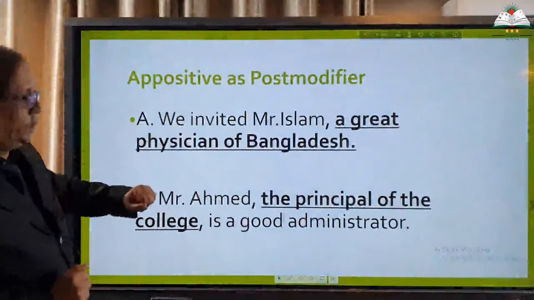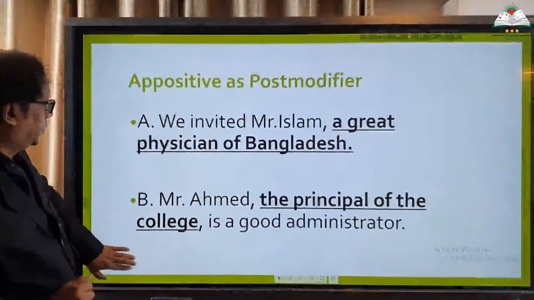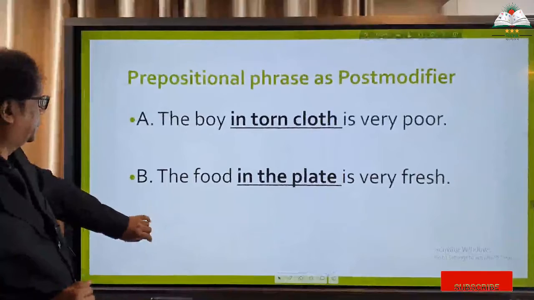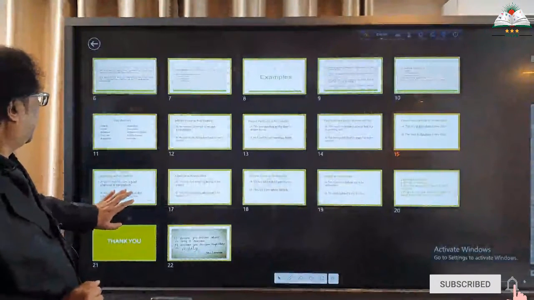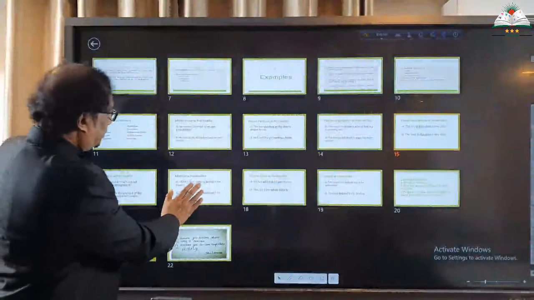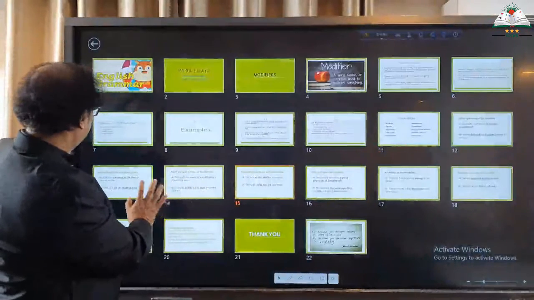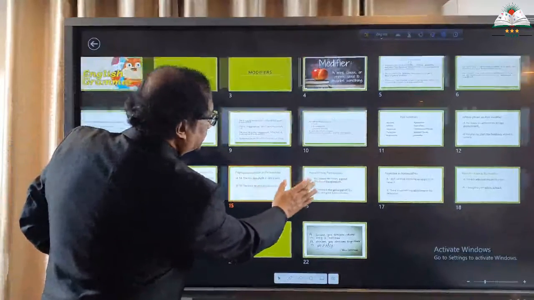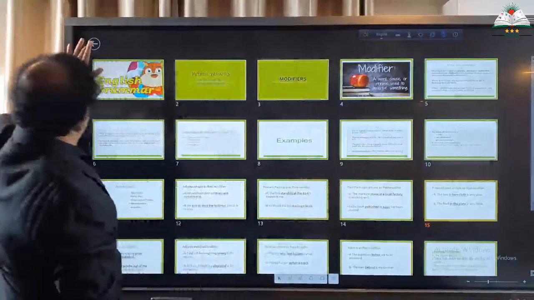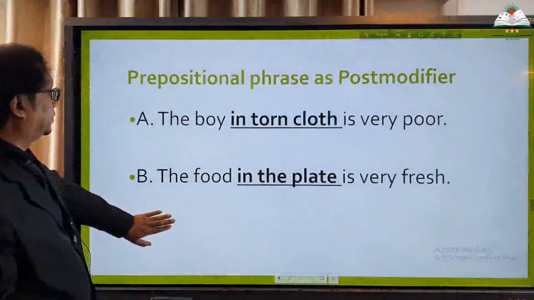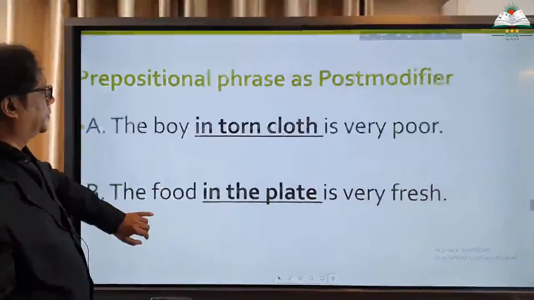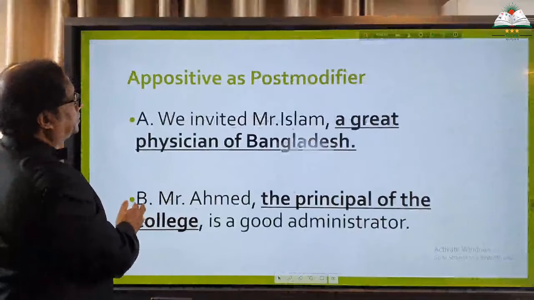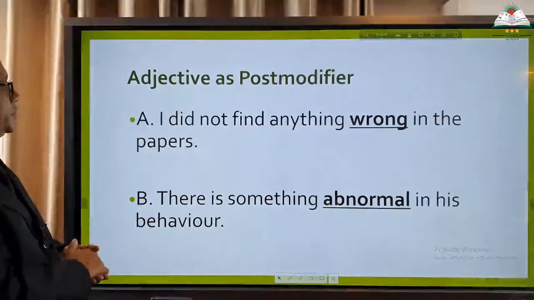So, appositive as post modifier. Now, we learned about prepositional phrase. It was done. Now, appositive, and this one is the last one. Not last one, actually. Now, adjective as post modifier.